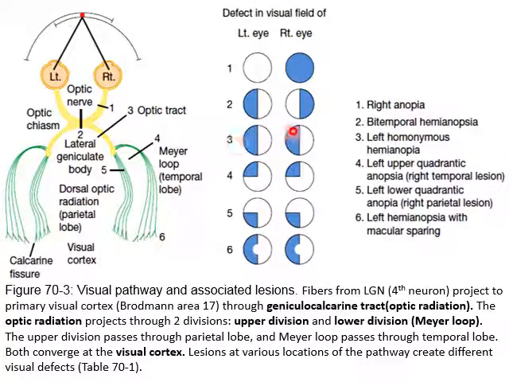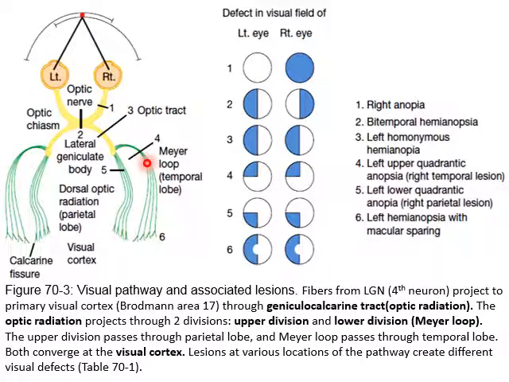Left, because the left halves of both eyes are affected. Homonymous means they are in the same direction: the left of the right eye and the left of the left eye. They are both left, whether from the right eye or from the left eye. The left fields are affected, so that's why we call it left homonymous hemianopsia.